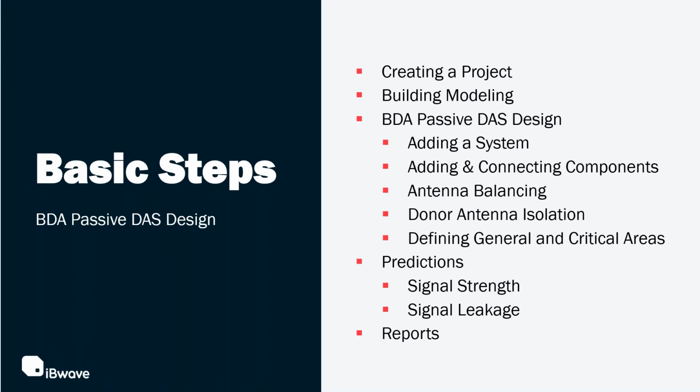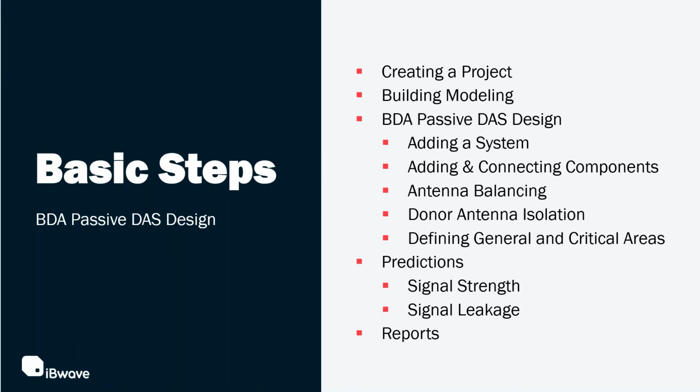So first, in our tool, you add a system. I'll go over how you add and connect some of the components. We have a cool feature to do antenna balancing, so I'll cover that. Donor isolation. We just introduced features also for defining general and critical areas on one floor plan. I'll cover that, how to do a prediction for signal strength, signal leakage, and then some of the reports that we have.